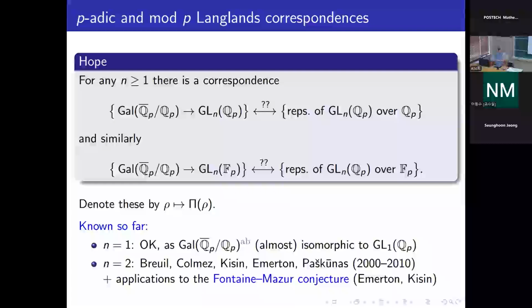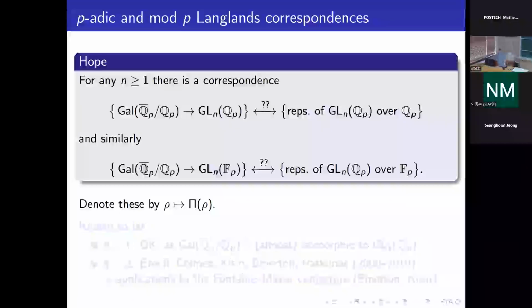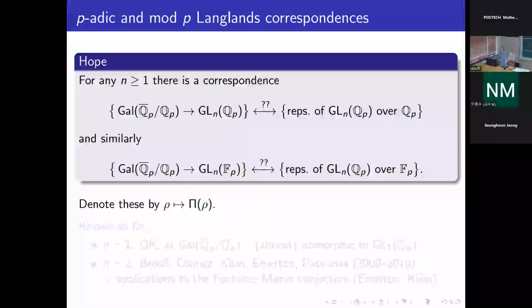Well, okay. There's an intermediate step. One more thing, just to clarify. So the reps of GLN QP over QP will be smooth admissible. So if it's over the complex numbers or QL, then yes. But Breuil's idea was the smooth ones are not enough to explain the richness on the left-hand side.